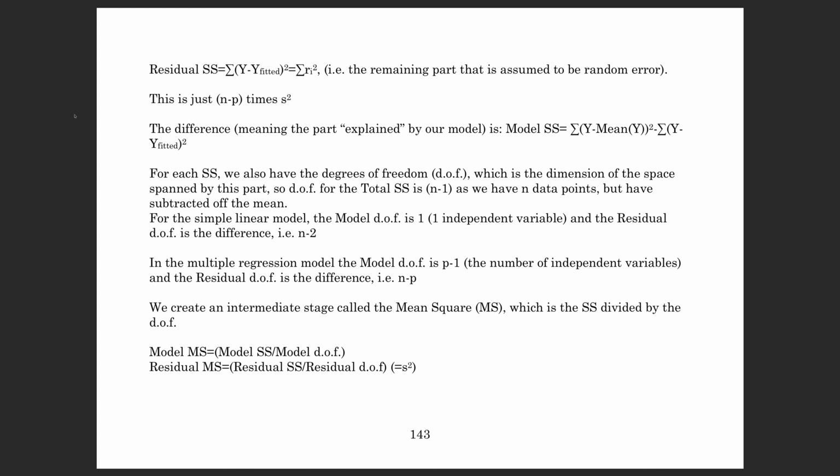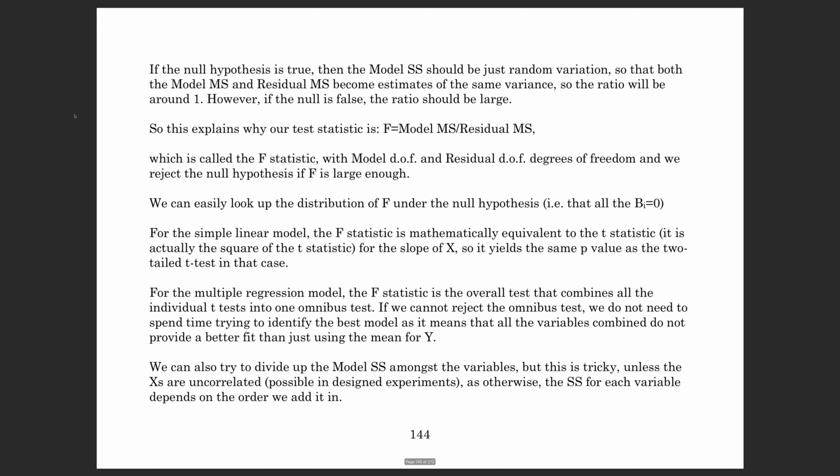So if the null hypothesis is true, remember, the null hypothesis being true would mean that the model doesn't help at all, meaning the model sum of squares should also just be random variation. So the model mean square and the residual mean square should both be estimates of the same variance. So the ratio of these two should be around 1. However, if the null hypothesis is false, we would expect that ratio to be large.